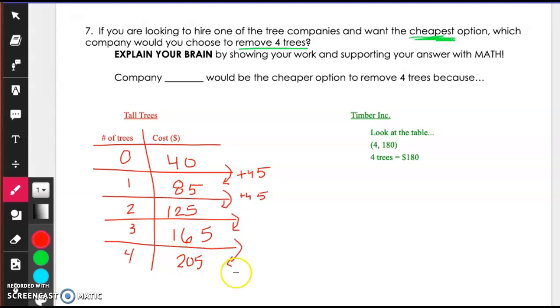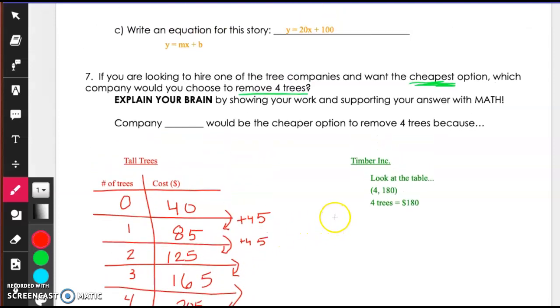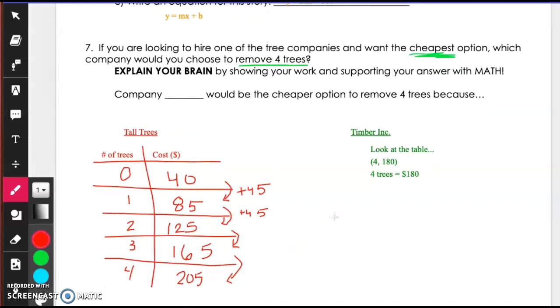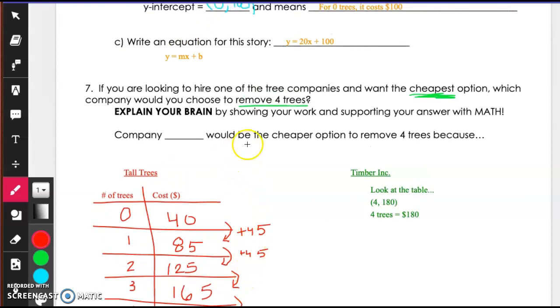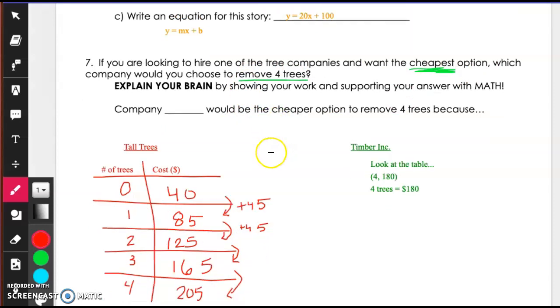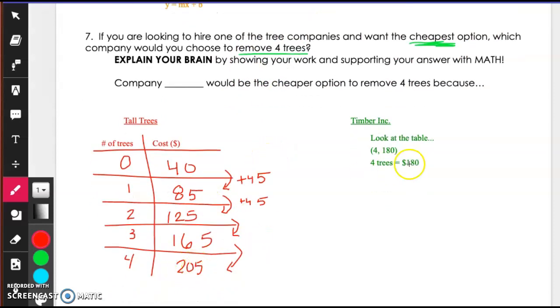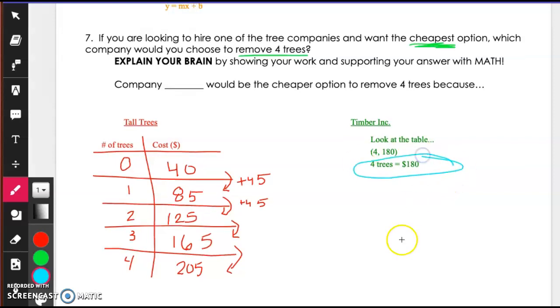So once again, you don't have to use a table. You might have used this logic and not made a table. You might have used an equation. It's up to you. But somehow you figured out that 4 trees cost $205. Make sure you show your teacher how you got that. The original question is, which one is the cheaper option? Well, $205 versus $180. I think I'm going to go with $180.